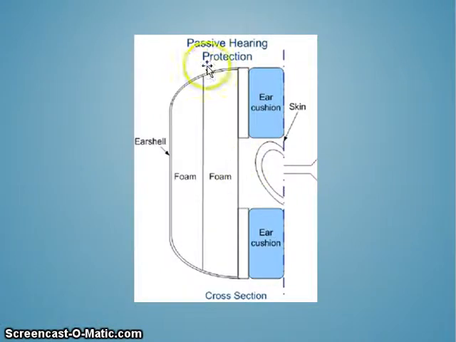The ear shell, as you can see, helps with wave deflection and deflects ambient noise. The foam in the middle helps with further absorption of the ambient noise, and the ear cushion forms a tight fit with the side of the head. These combined make for quite a good passive noise cancellation system.